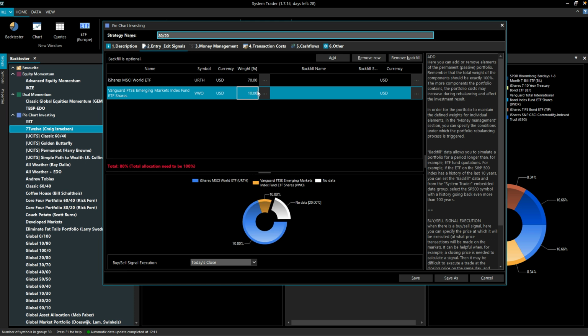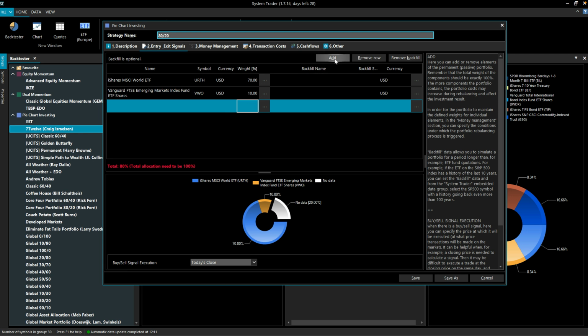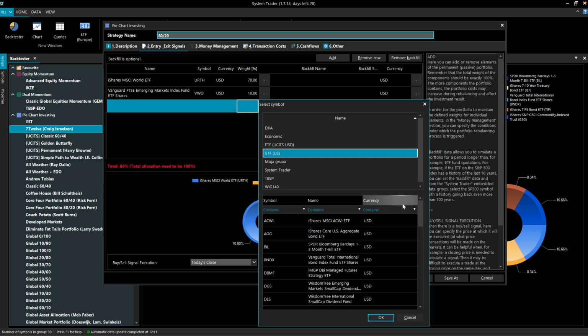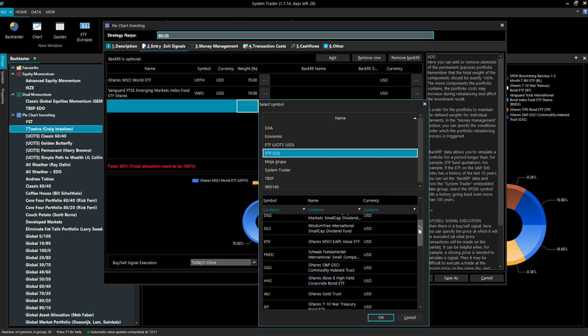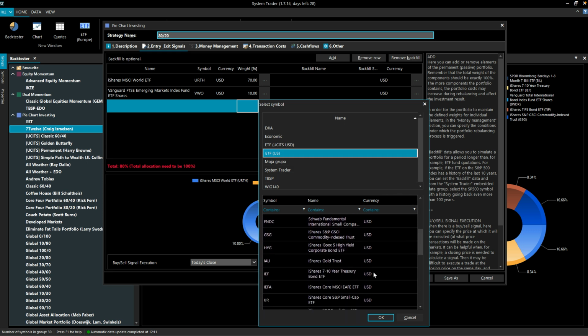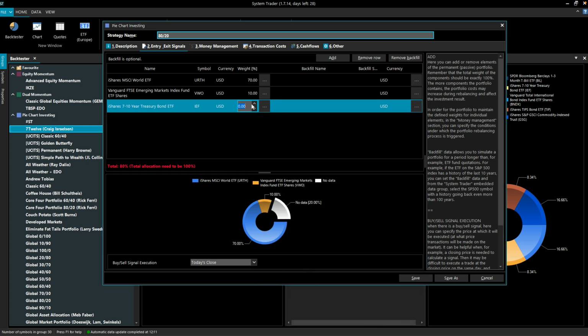Okay, and now we have to put the last bit in our portfolio, which is bonds. And for that purpose, let's use an ETF which is having 10-year treasuries, IEF, 7 to 10 years treasuries, 20%. And here we go. We have an 80-20 portfolio.